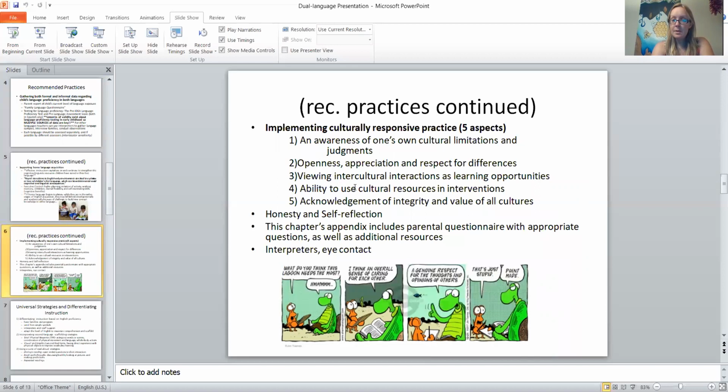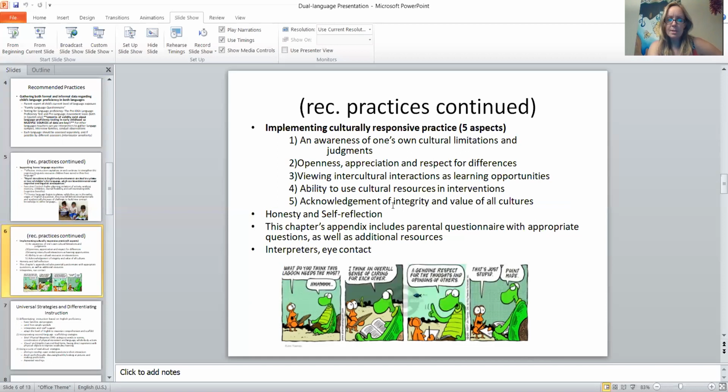The third one is viewing intercultural interactions as learning opportunities. So I see that really as a lens. When you're facing these different intercultural interactions, you can either face them as this is really challenging and something hard, but you can also face it as a really neat learning opportunity for everyone involved. And that's just coming to it with a different lens, which is really important.